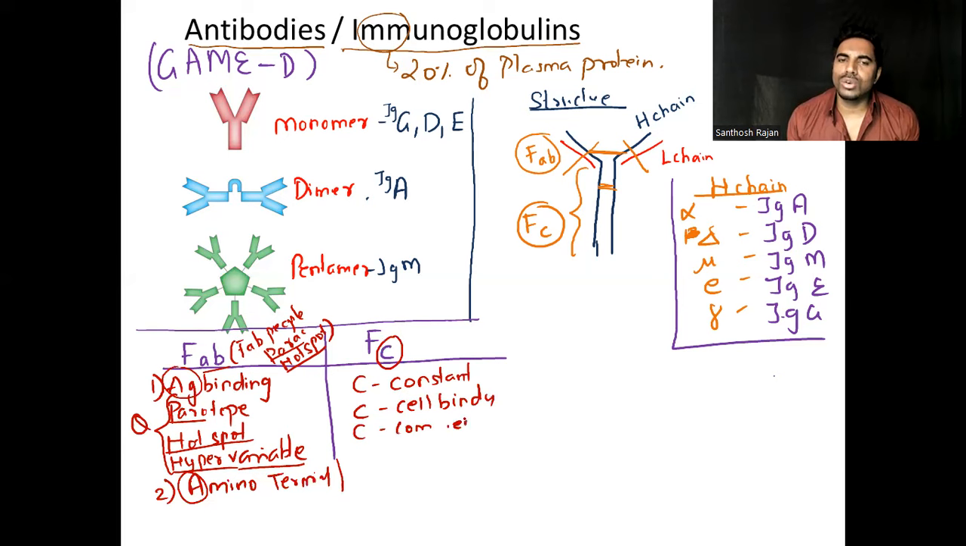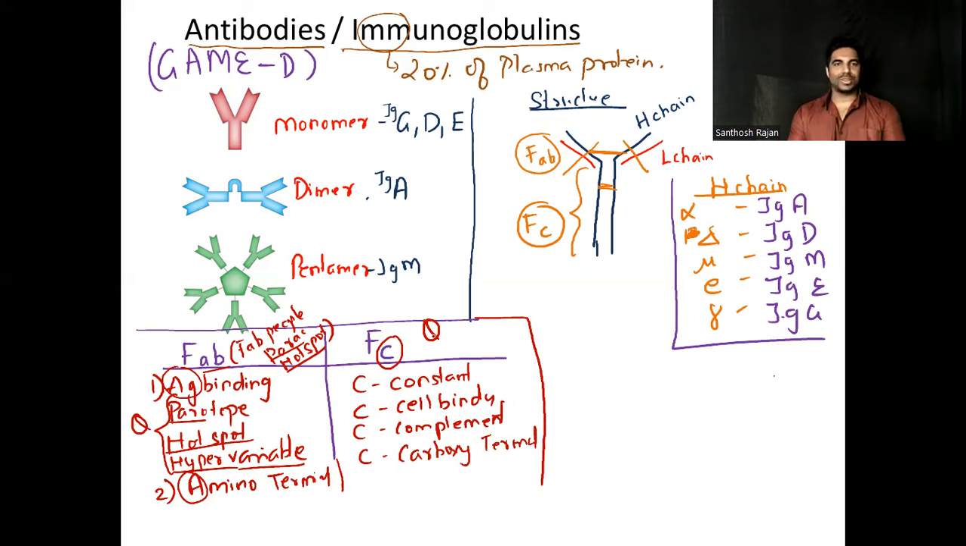Koi bhi aapko C aata nahi, you close your eyes and write these things. Complement binding. And one more C is there. That is what? Carboxy terminal. Because this is C for carboxy terminal. The name came after this one. Carboxy terminal. Okay. Finished. This is a question frequently asked, so please don't forget.